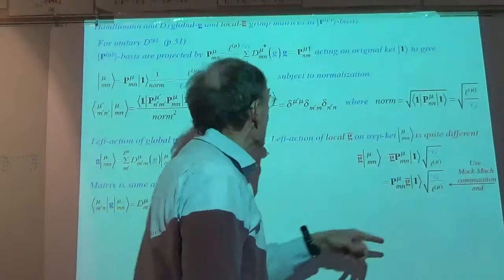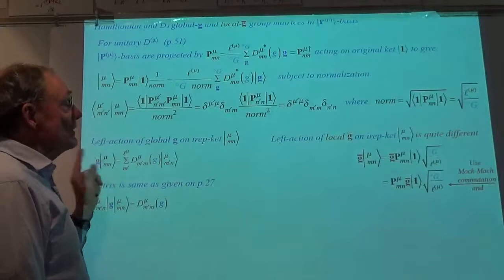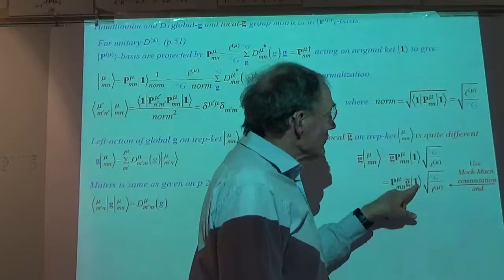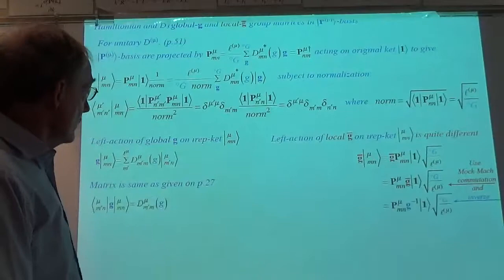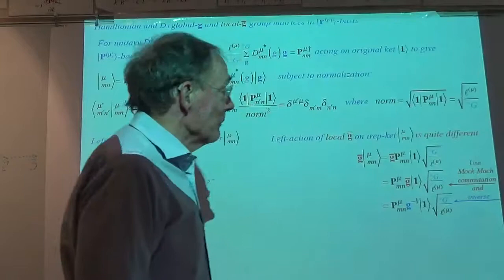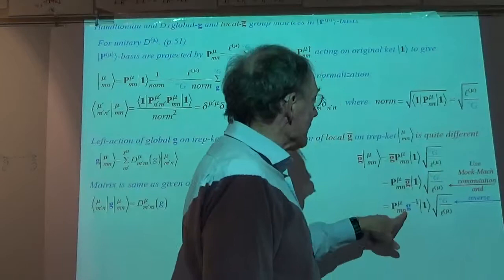And G bar commutes with every single G. So G bar goes through the projection operator and runs into 1. And you know what happens to a group element that hits a 1. You can put an inverse on it and change it from local to global. So here's the Mach principle at work. Forget the normalization. Now I've got a G inverse working on this side of the projection operator. It sees an N. This one is a projection operator that works on this side and sees M's.